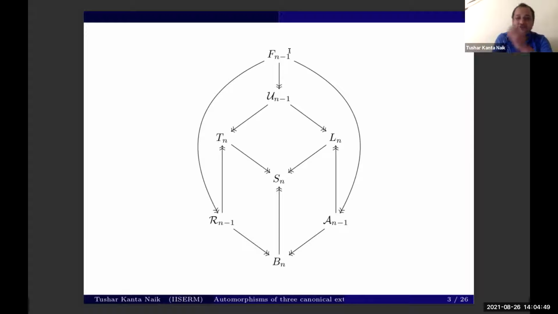All the groups appearing in this diagram are either Artin groups or Coxeter groups. So let's begin with the definitions of Artin groups and Coxeter groups. Specifically, we are interested in the group Ln, and this Ln happens to be a Coxeter group. So we'll talk more about Coxeter groups and some of their properties.